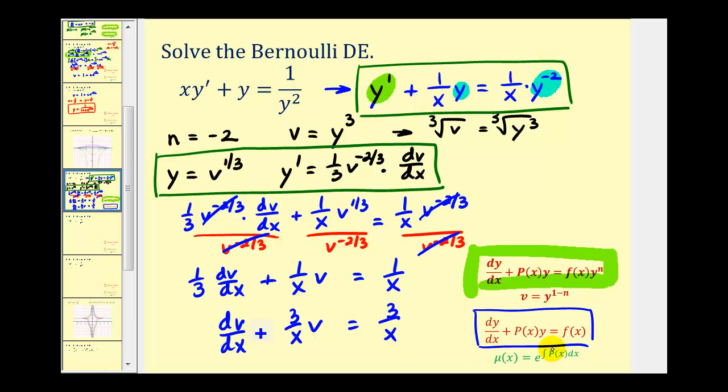multiply through by the integrating factor, which is mu of x equals e raised to the power of the integral of p of x dx, where p of x is the function being multiplied by y, or in this case, the function being multiplied by v. Let's go ahead and do that on the next slide.